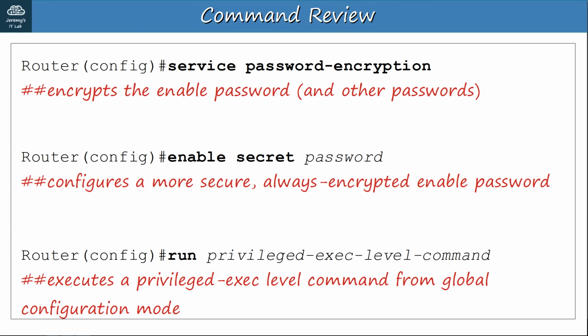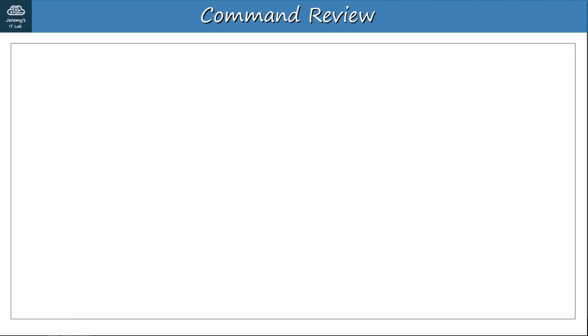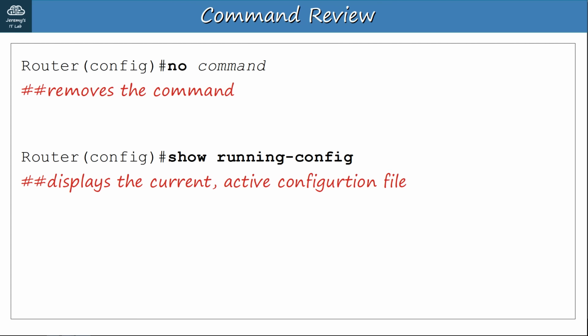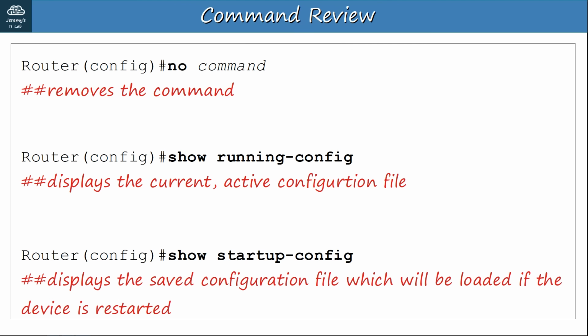Next is do, which is used in front of a privileged exec level command to let you run it in global configuration mode. The next command is no, which is used to remove a command which you previously configured. Next is show running config, which displays the current active configuration file on the device. Show startup config displays the saved configuration file, which will be loaded if the device is restarted.